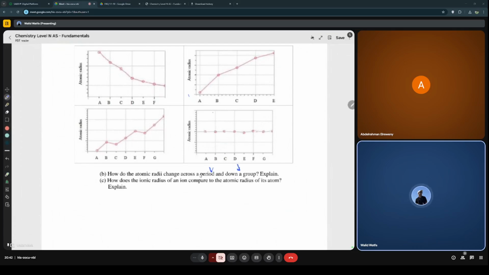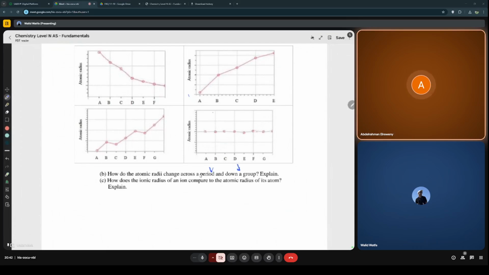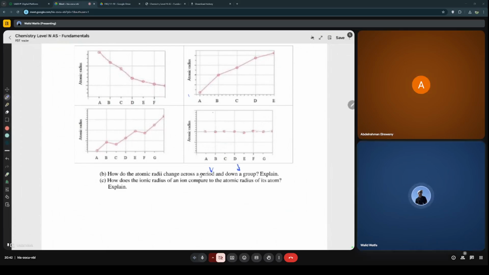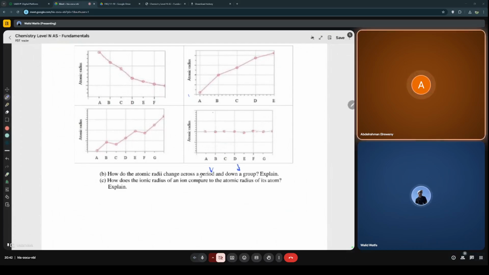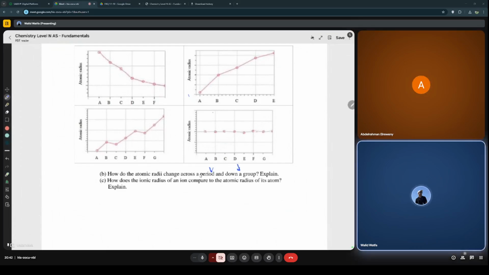How about down a group? Why does it increase? You have more core electrons. Before that, what increases? The n, right? The quantum energy level. As you go down a group, the quantum energy level increases. Therefore, there will be more core electrons.